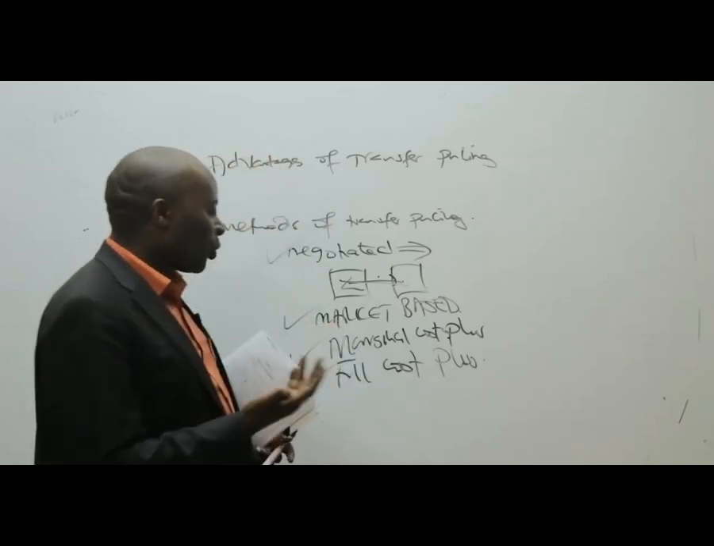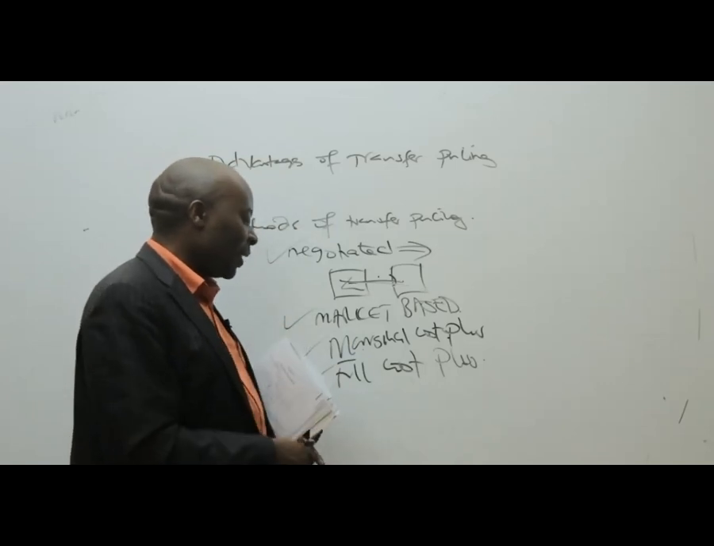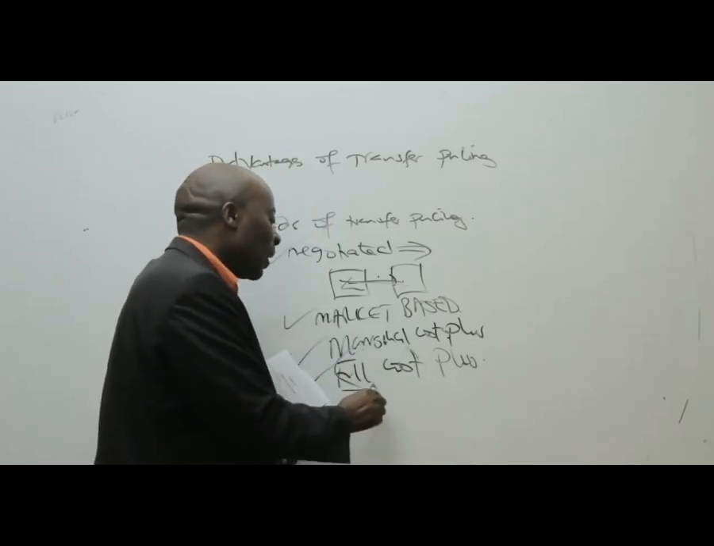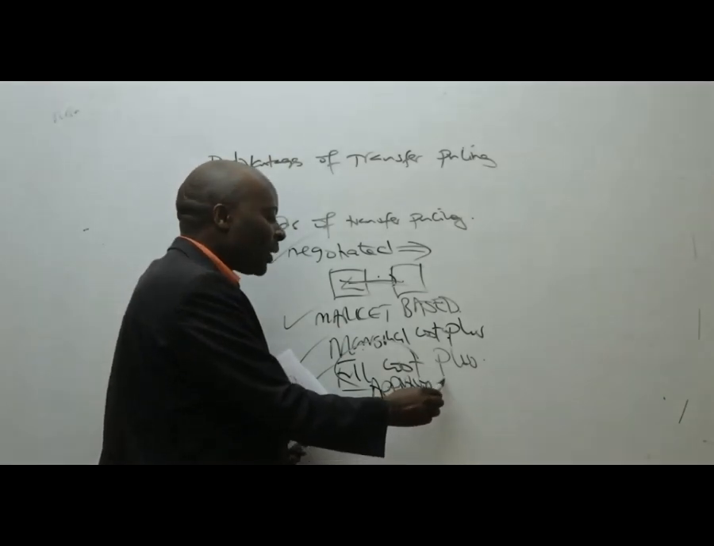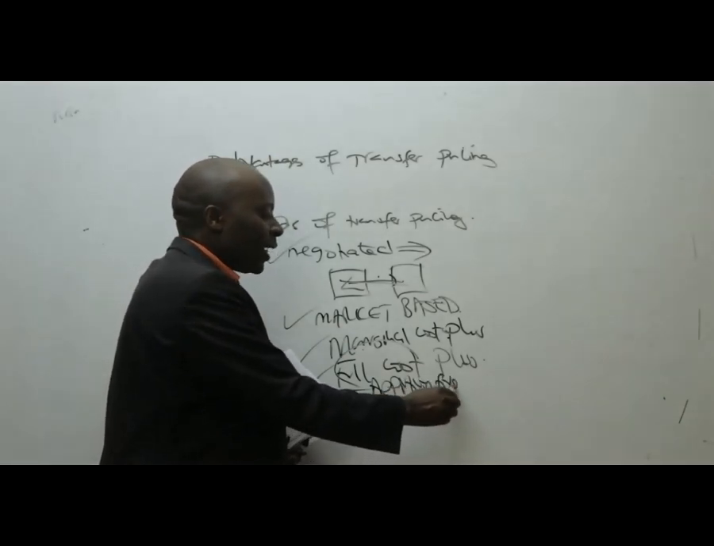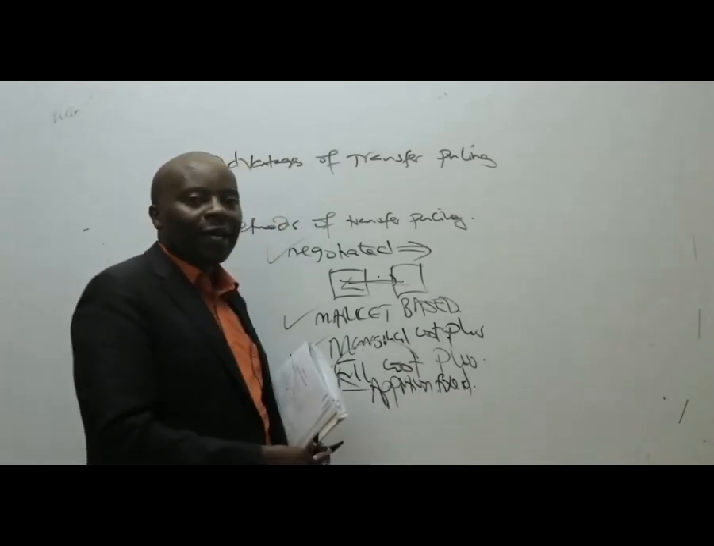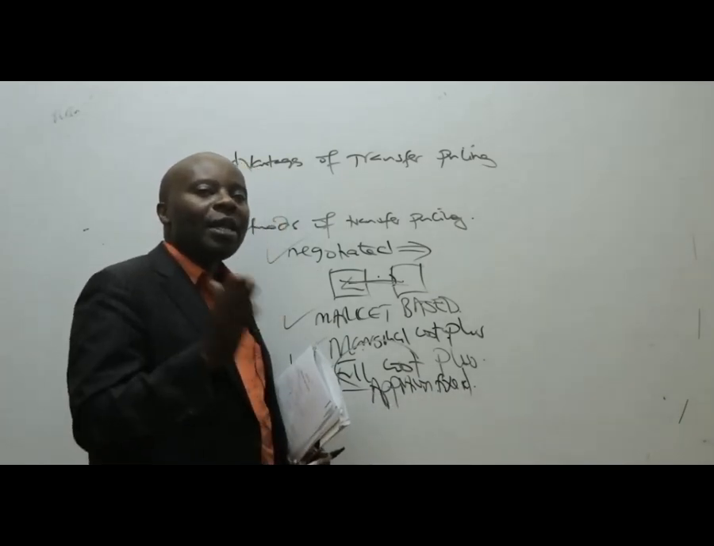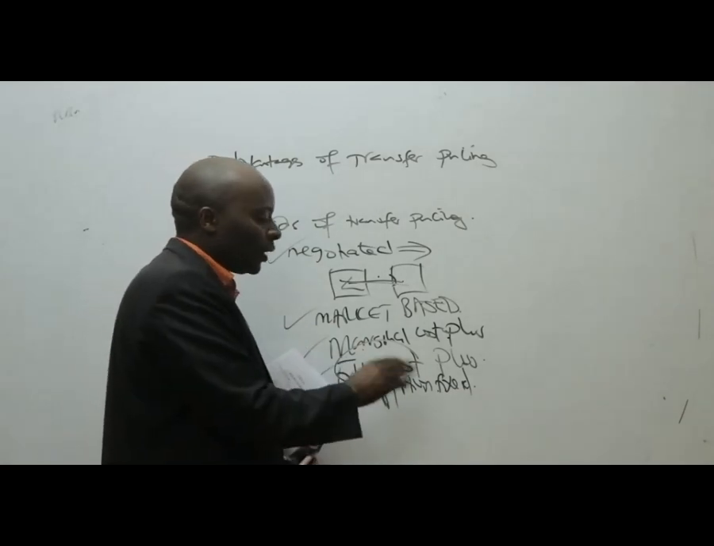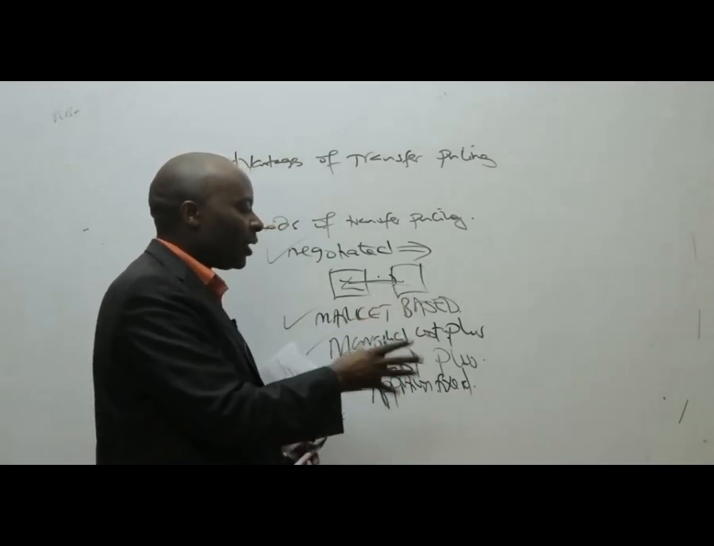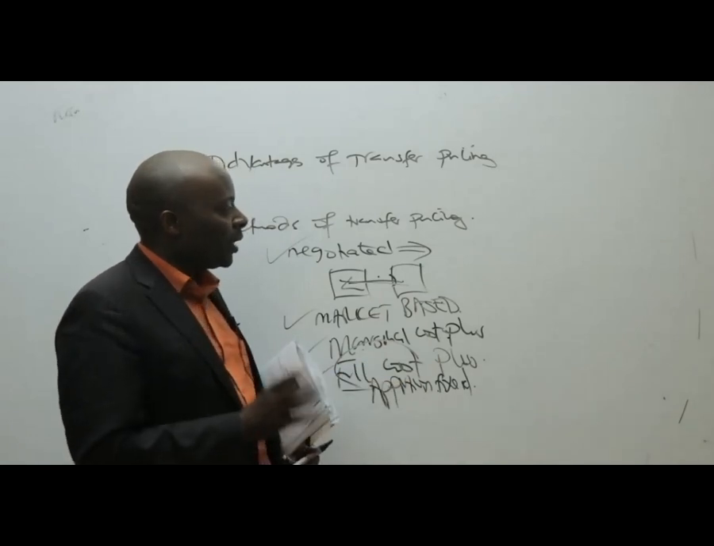Full cost also has another big disadvantage. Full cost means that you must apportion fixed overheads. And if it is apportionment of fixed overheads, there is no clear way of apportioning fixed overheads. At the end of the day, there will always be discrepancies.